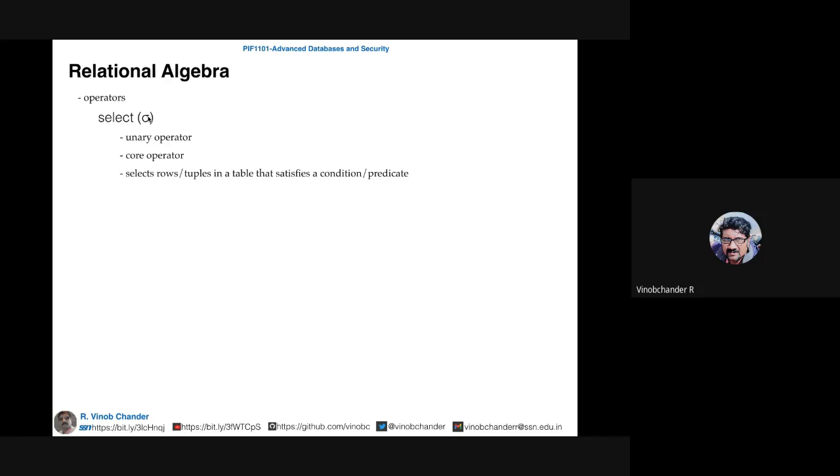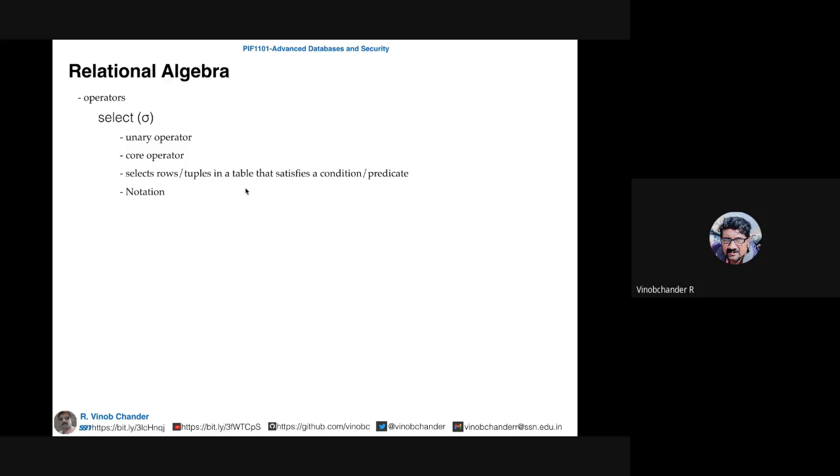And again, as I've mentioned, the select operator selects horizontally. So you select your required or desired rows, sometimes called tuples, from a particular relation or table that satisfies a particular predicate, sometimes referred to as a condition. So based on the condition, you select a set of rows.